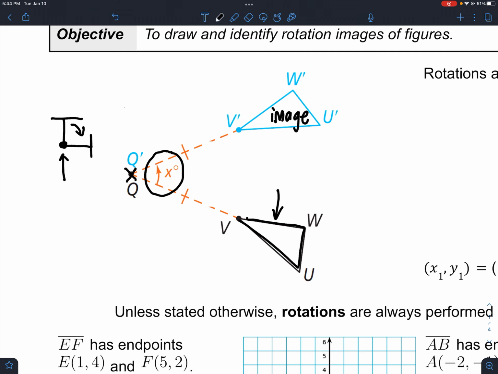Okay, so that's gonna be central when we use the notation: we're gonna list how much you rotate by, what you rotate around, and of course, what is it that you're rotating? In this case, it's a triangle.